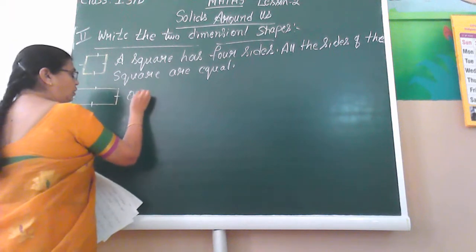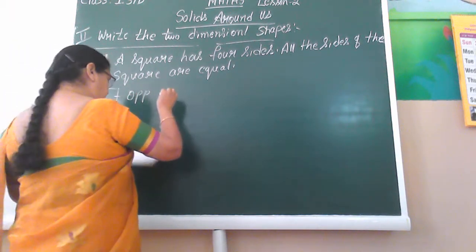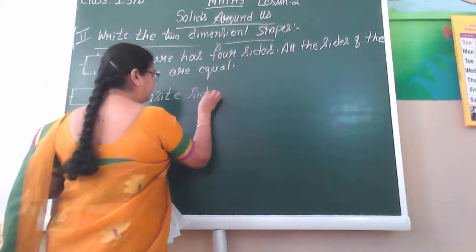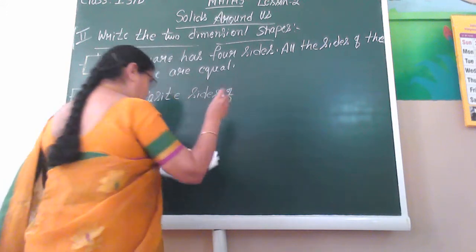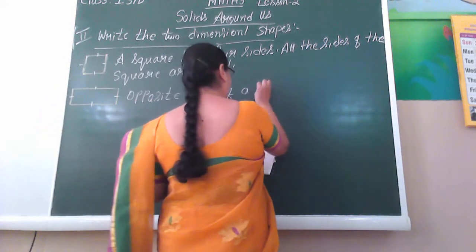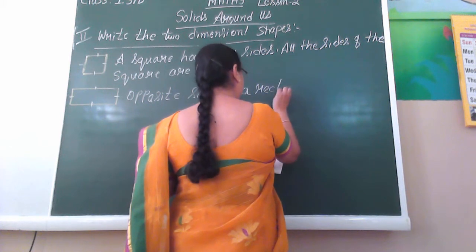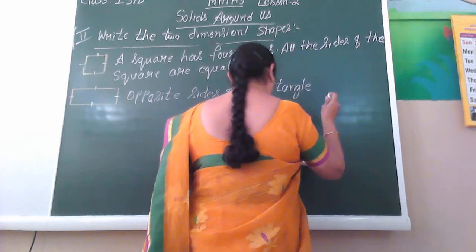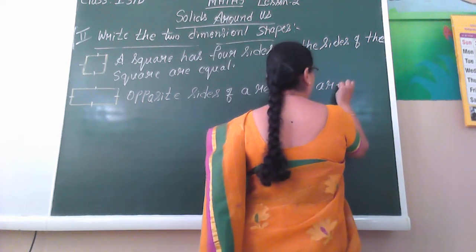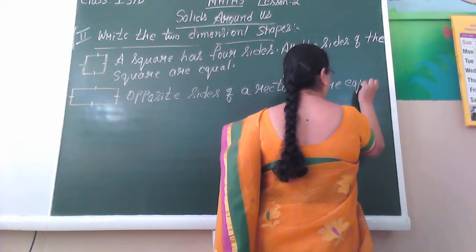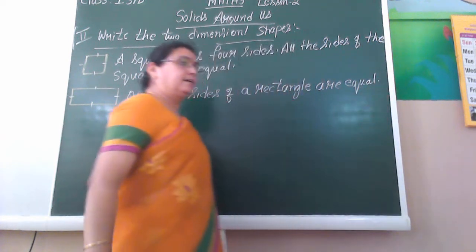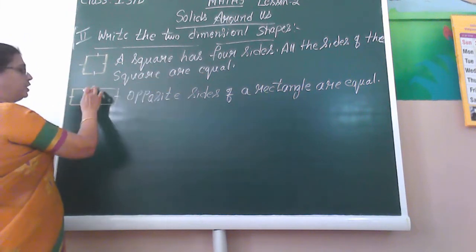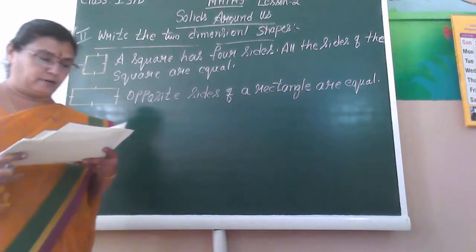So we have to write opposite sides of a rectangle are equal. See here, all 4 sides of a square are equal. Here opposite sides of a rectangle are equal.